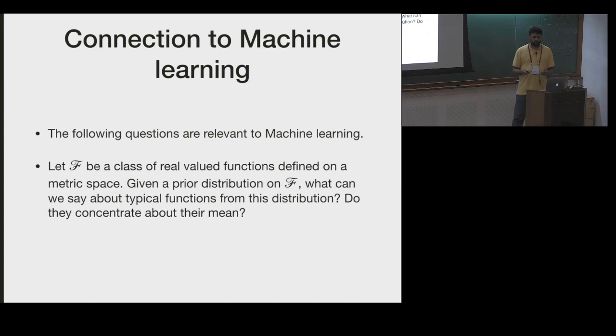But in order to give the right amount of weightage to the observations and the prior, one has to understand the way the priors behave in a function class. So this question of understanding whether typical functions from a distribution concentrate about their mean or not is of relevance in Bayesian statistics. And in general, it is also of importance in machine learning when you look at questions related to generalization error.